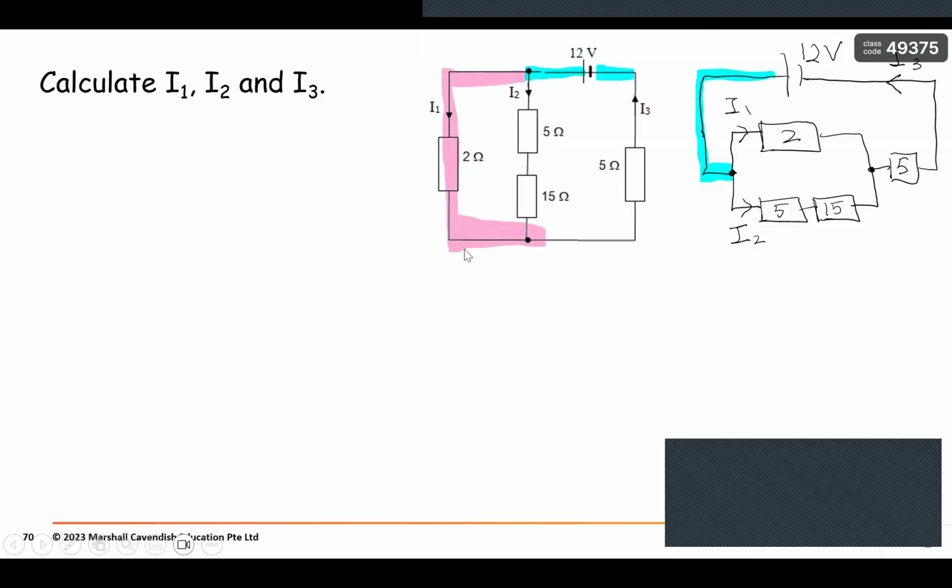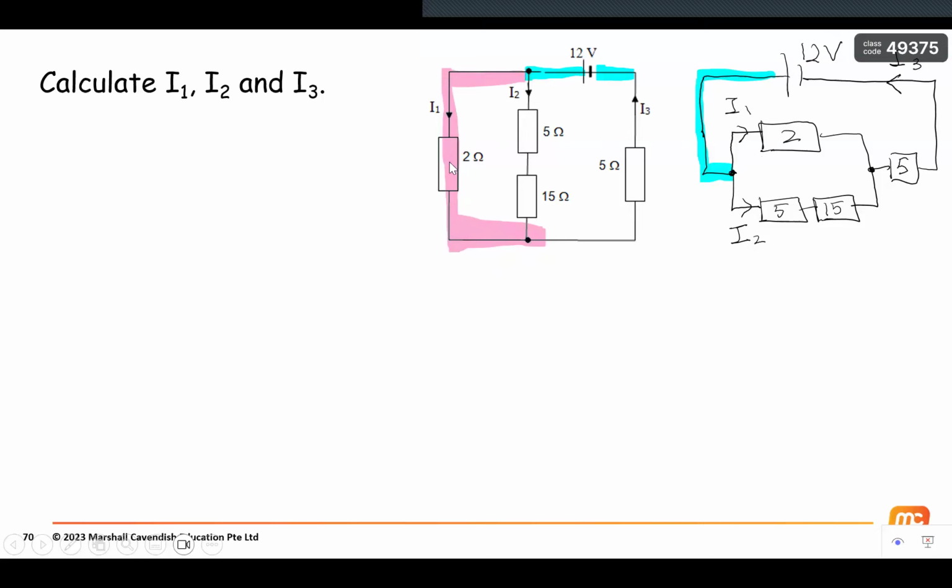In path 1, I only have a 2 ohm resistor. So this is my path 1, I have I1 over here, and it only passes through the 2 ohm resistor. I also split into a path 2, I2, where I pass by the 5 and 15 ohm resistors. So this is my path 2. From the dot, I split up into my pink line and my yellow line, 5 and 15 in my yellow line.